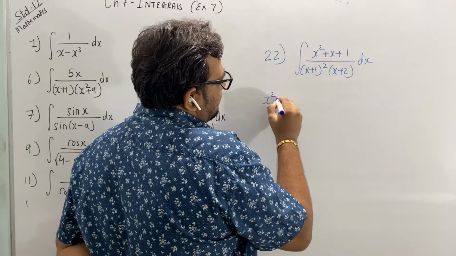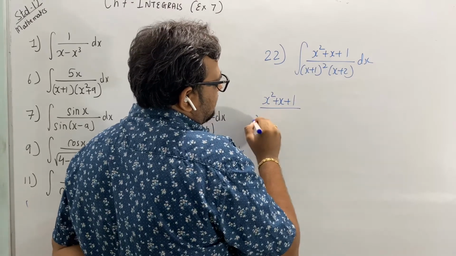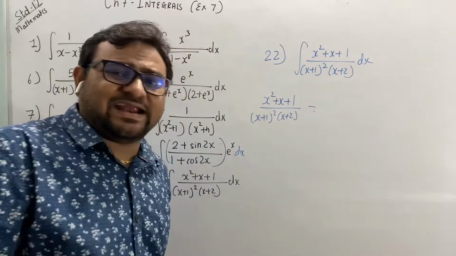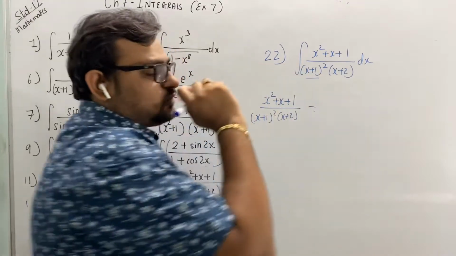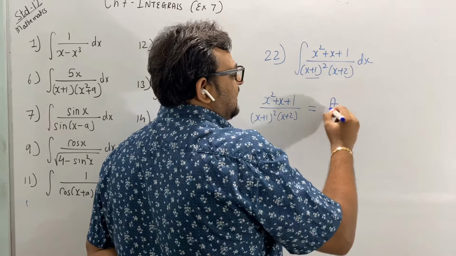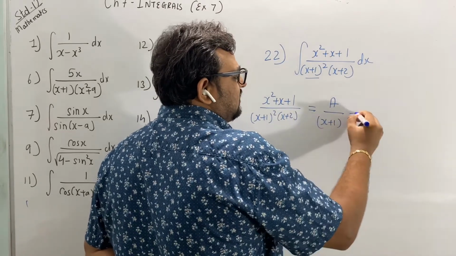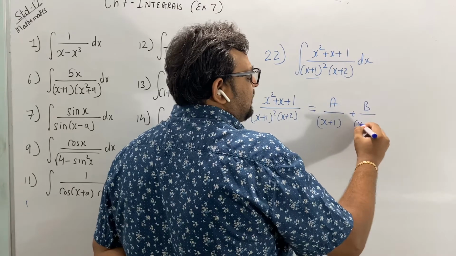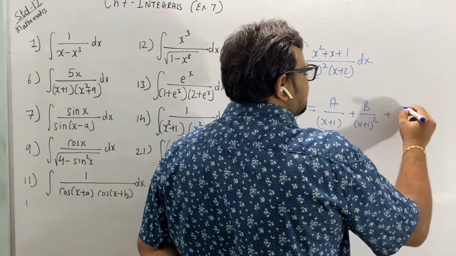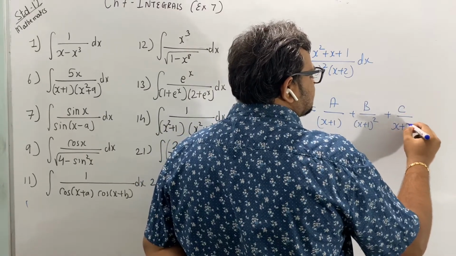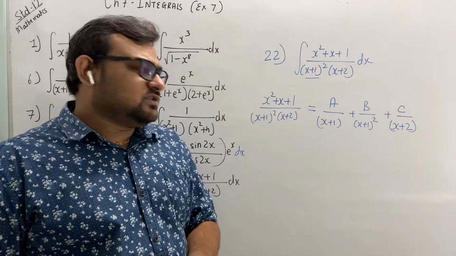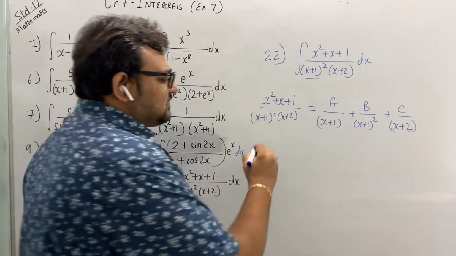x square plus x plus 1. This is the method of repeated factors. See, x plus 1 is repeated twice, it's a square. Right? So what I will do: a upon x plus 1 plus b upon (x plus 1) whole square plus c upon x plus 2. Clear?